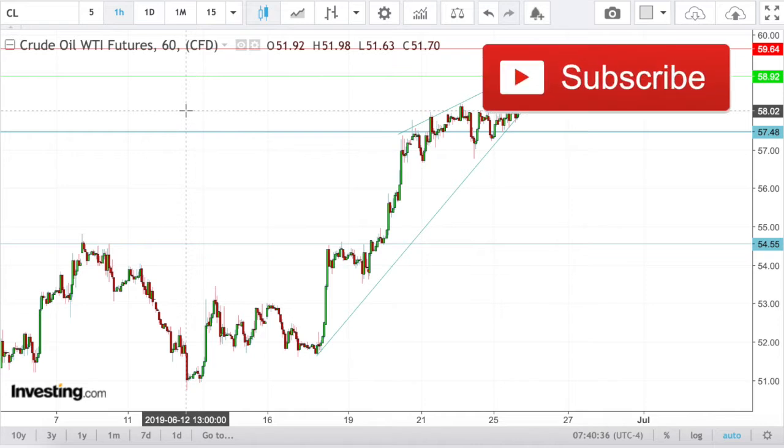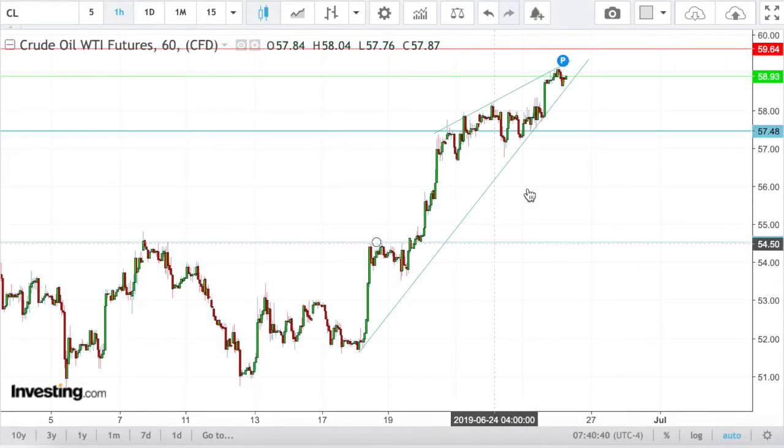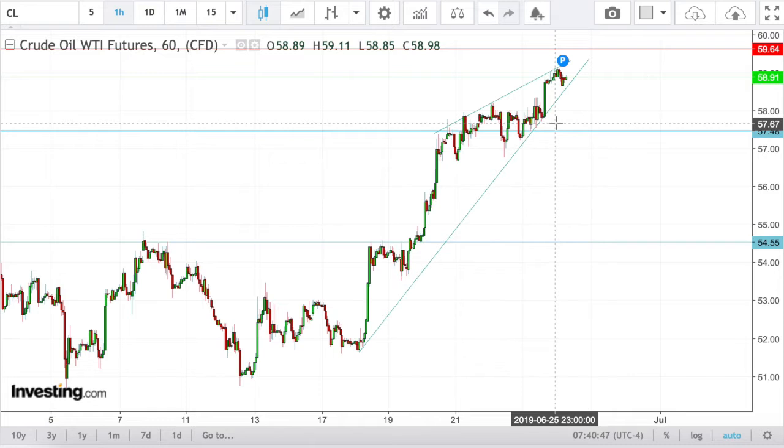I'm going to cover the hourly chart first, giving you guys a nice little trade setup as you can see right here, and then I'm going to cover the longer term outlook. We have been quite successful with crude oil so far, so let's try and keep the same level up.